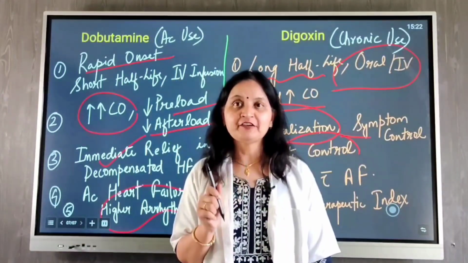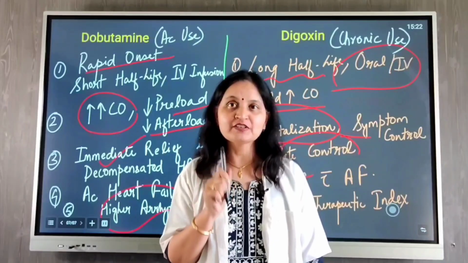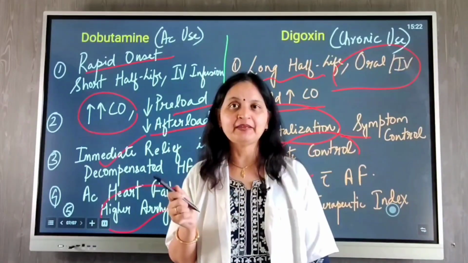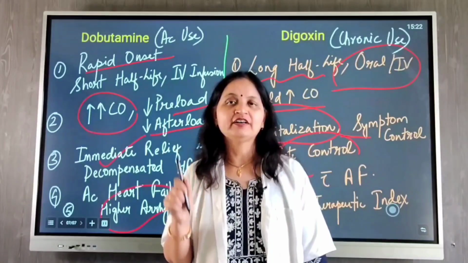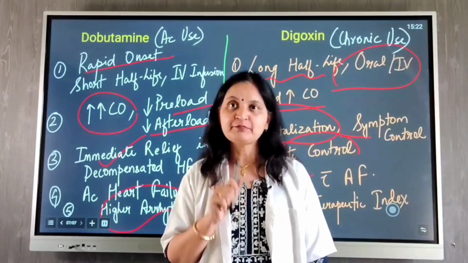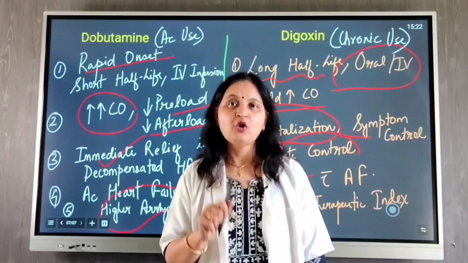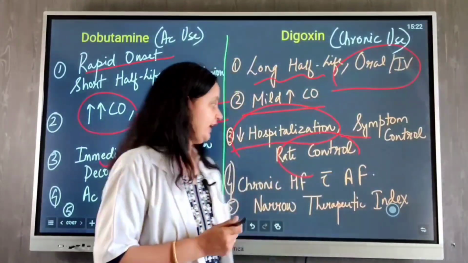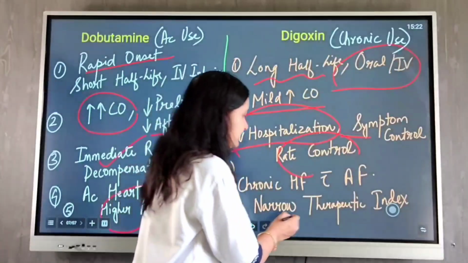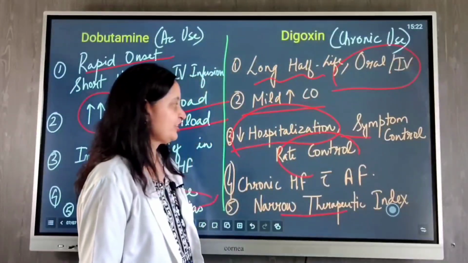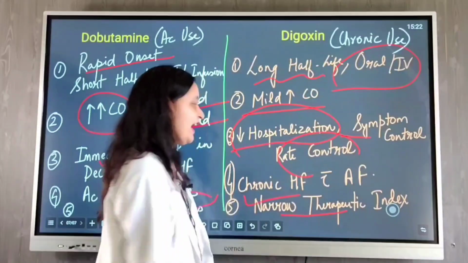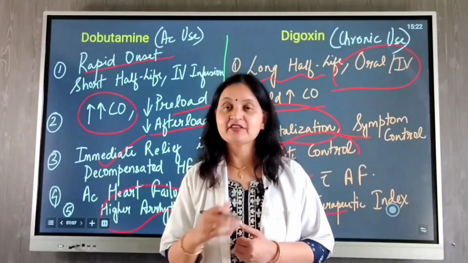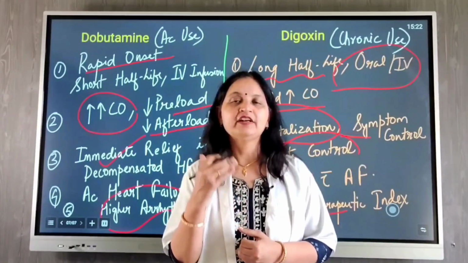Now this is an important differentiating factor. Digoxin reduces the heart rate because of its vagomimetic action, whereas dobutamine has no action on heart rate. So digoxin is preferred in heart failure with atrial fibrillation, helps in controlling the ventricular rate in atrial fibrillation. But a disadvantage that is associated with digoxin is that it has a narrow therapeutic index. Because of its narrow therapeutic index, there is increased risk of toxicity with digoxin.